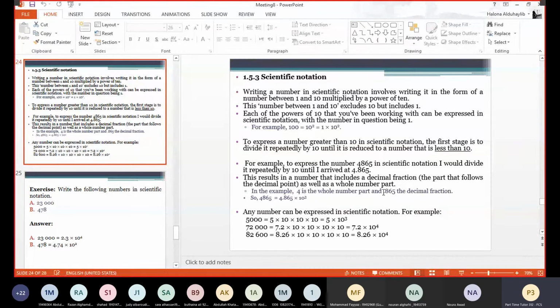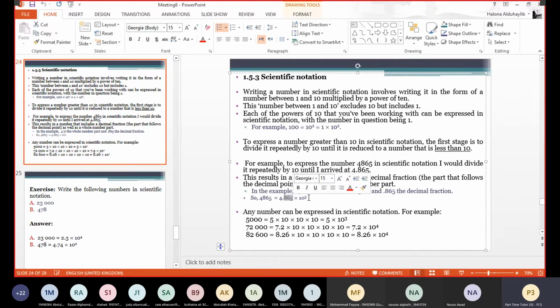In this case, we can represent 4.865 multiplied by 10 power 3, the number of digits after the decimal point. We multiply it by 10 power the number of digits we have. Any number we can represent with scientific notation. For example, 500 is actually 5 multiplied by 10 power 2, and 72,000 is actually 7.2 multiplied by 10 power 4.